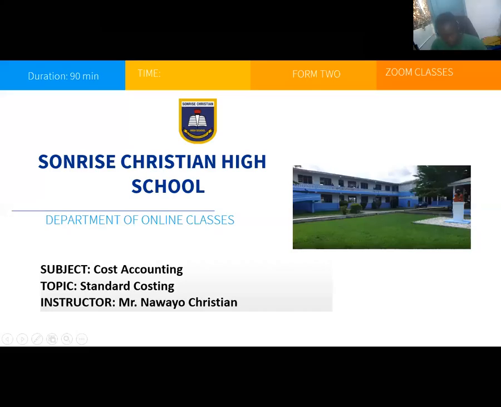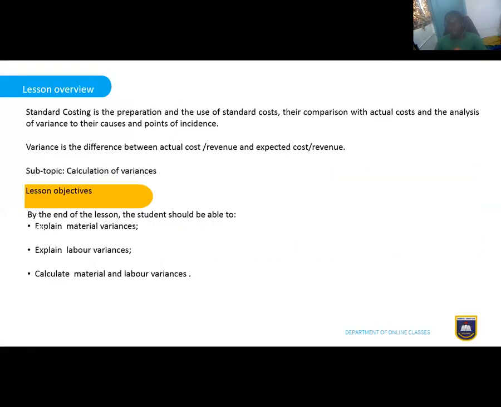Okay, good morning once again. As you know, we are still on standard costing. Last week we looked at quite a lot, and I asked you to go and familiarize yourself with the formula. As far as standard costing is concerned, that's material variance and then labor variance. So I hope by now we are good to go.